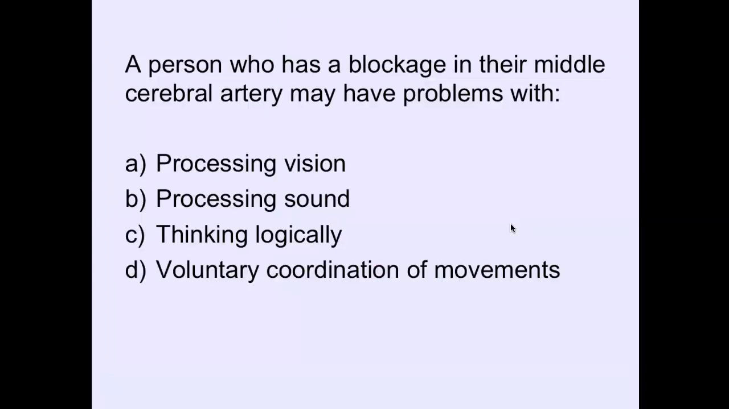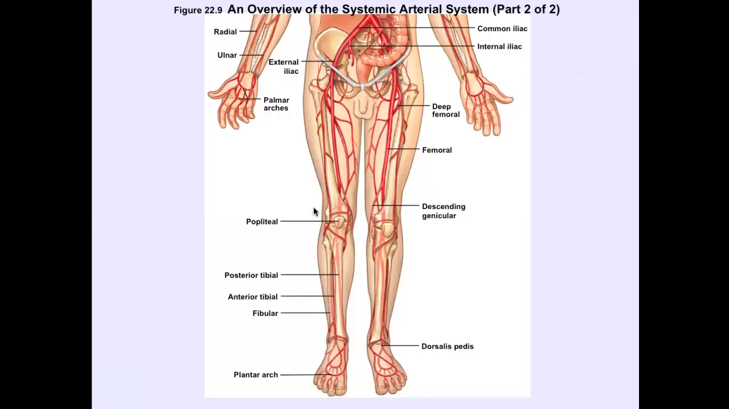All right, so a person who has a blockage in their middle cerebral artery may have problems with what? You can pause it and think about it, but the answer is the middle cerebral is going to serve that middle portion of your brain, largely the temporal lobe and some of the parietal lobe, right? So what is going to be most affected? You should come out with processing sound, because the temporal lobe is responsible for sound. It's the auditory cortex.